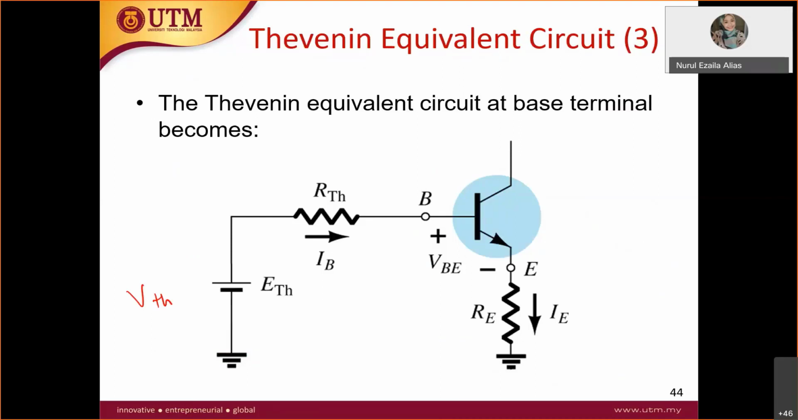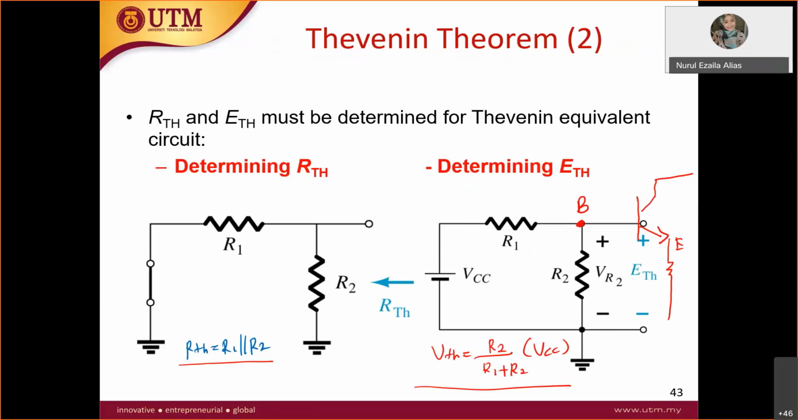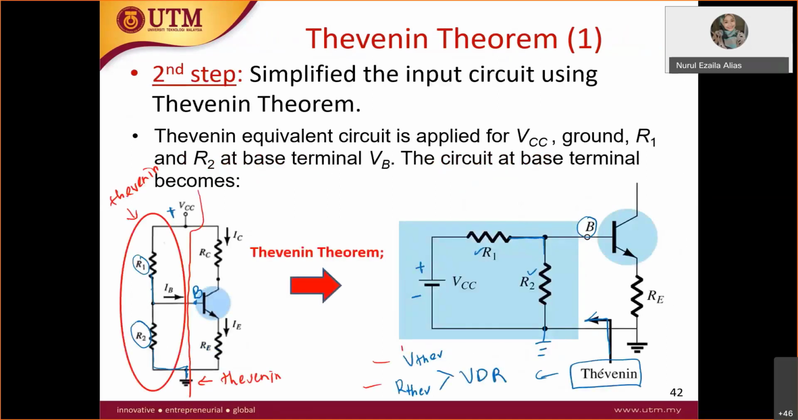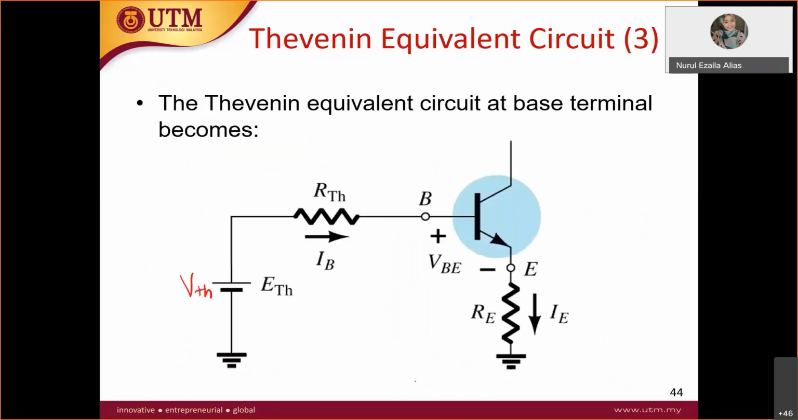So that's how you simplify the input part of your circuit, where you have R Thevenin. Now everything is no more complicated. R1 and R2 have been transformed using Thevenin. There are no more R1 and R2, but now everything is replaced with Thevenin at the base terminal. Are you all clear with this?